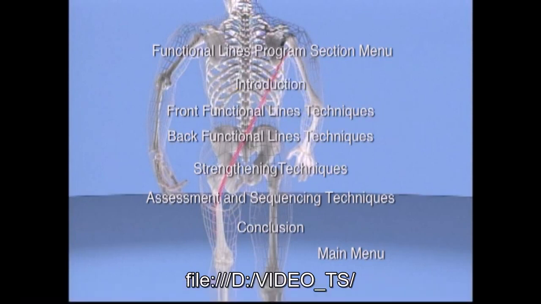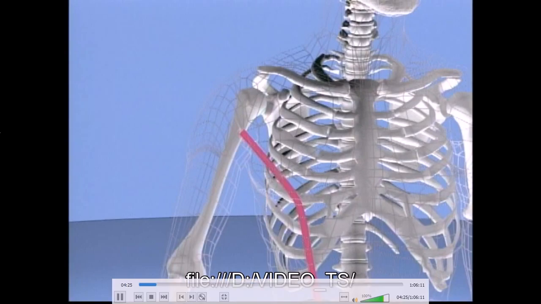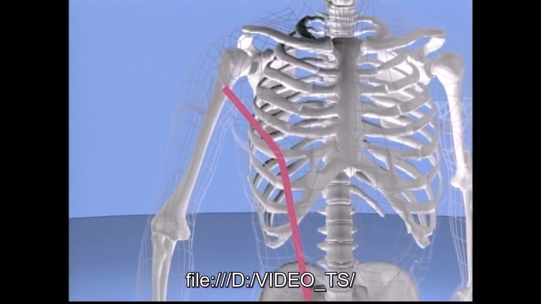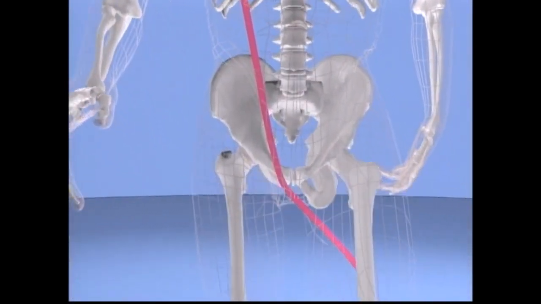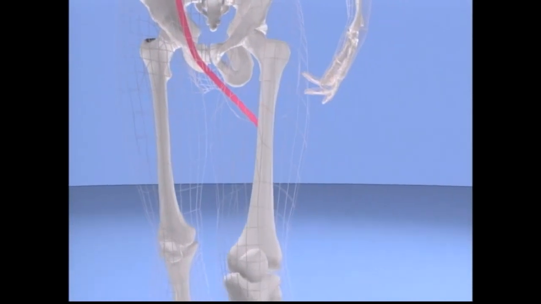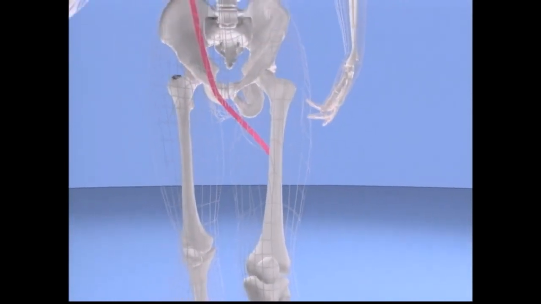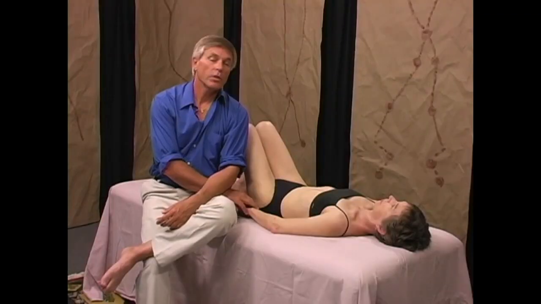So the front functional line comes from the arm lines of one shoulder down across the chest, across the belly, crossing the midline of the pubic bone, into the adductors of the opposite leg, so that each shoulder is joined to the opposite hip. Okay, so let's get started with some soft tissue techniques for the front functional line, and we're going to work it from the arm down and over to the opposite leg.